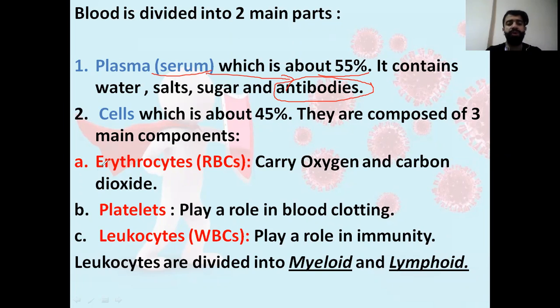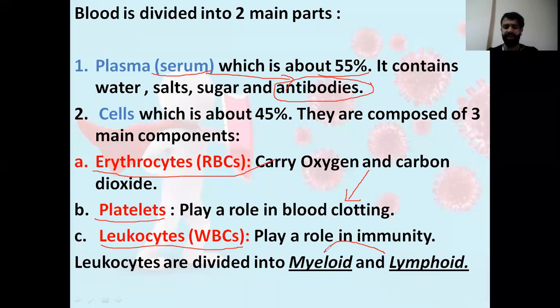The first component is called the erythrocytes, the red blood cells. Erythrocytes, the red blood cells, carry the oxygen and carbon dioxide. So the red blood cells have an important role. They carry oxygen and carbon dioxide. We have the platelets that we said have a role in blood clotting. And number C, we have the leukocytes, the white blood cells. They have a role in immunity. Leukocytes are divided into two categories, something called myeloid and lymphoid.